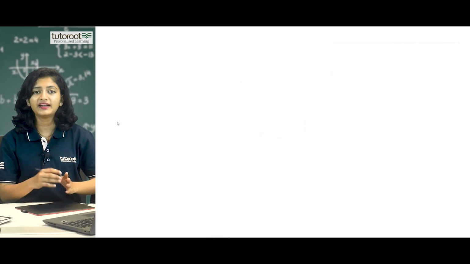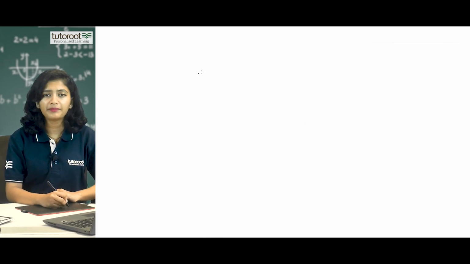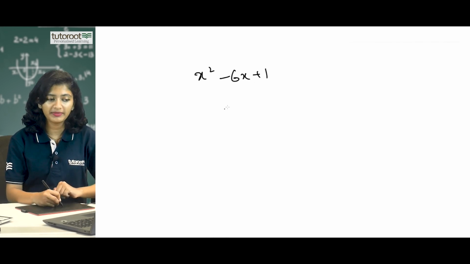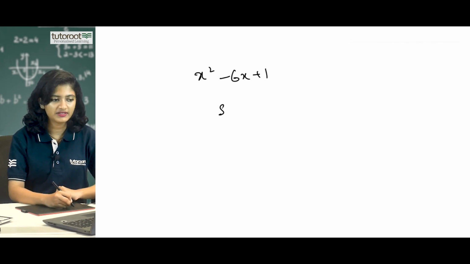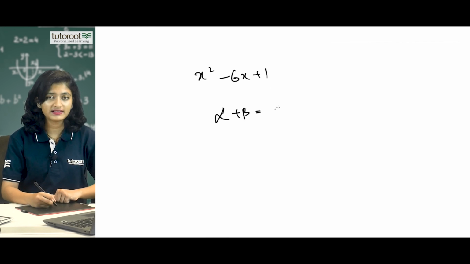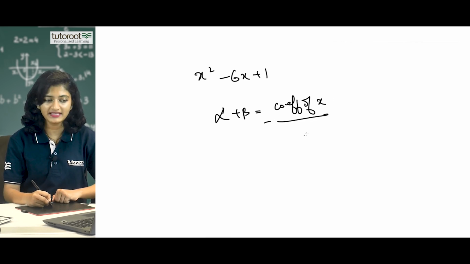Let's take an example and understand this better. Let's take a polynomial x square minus 6x plus 1. And the sum of the zeros here would be alpha plus beta. And what is the equation for this? Minus of coefficient of x by coefficient of x square. Isn't that right? So that will give you minus b by a.